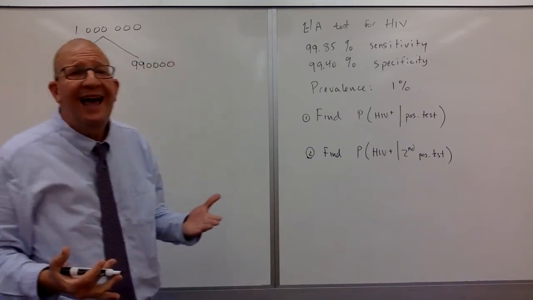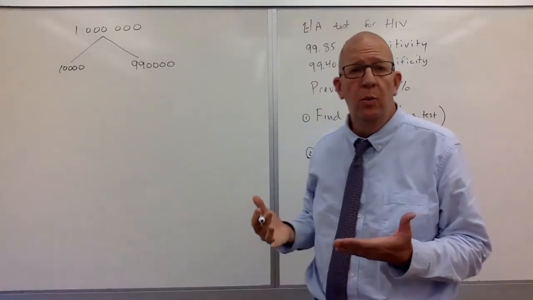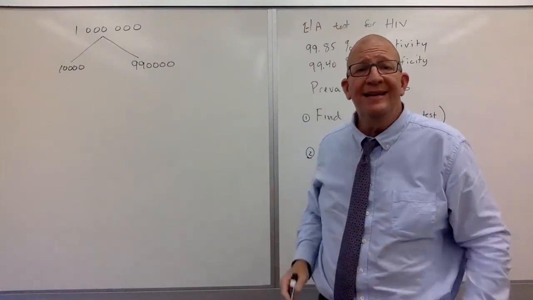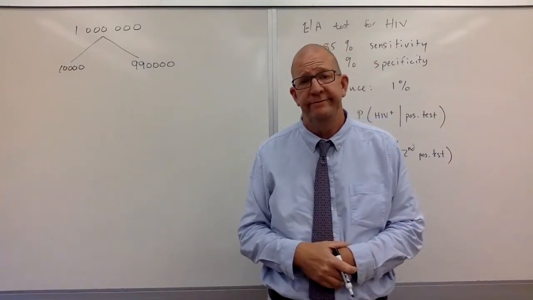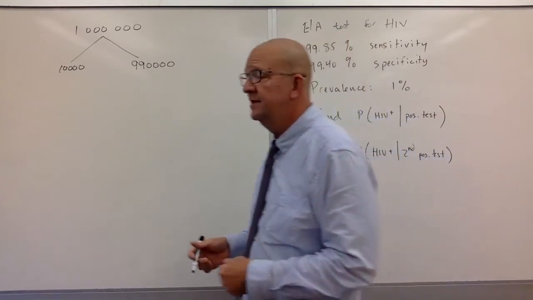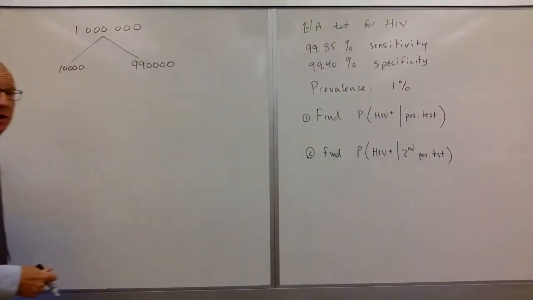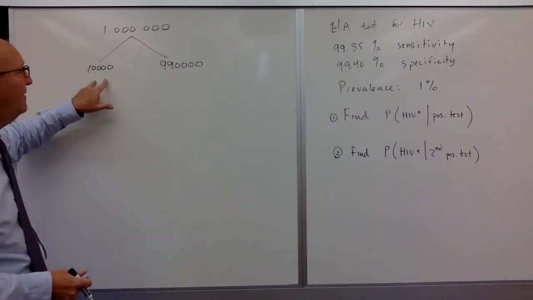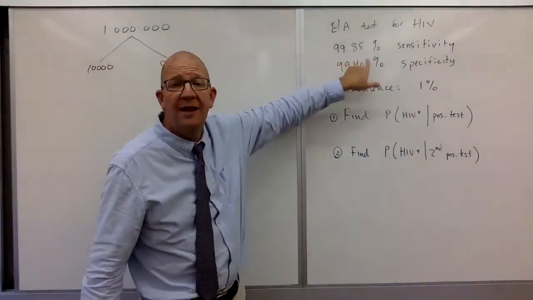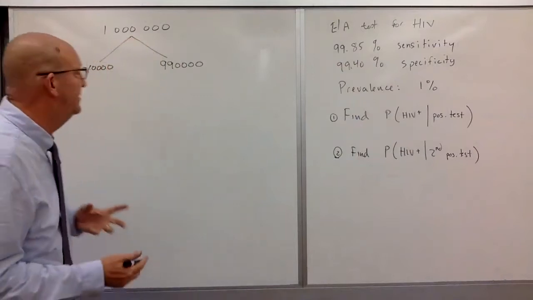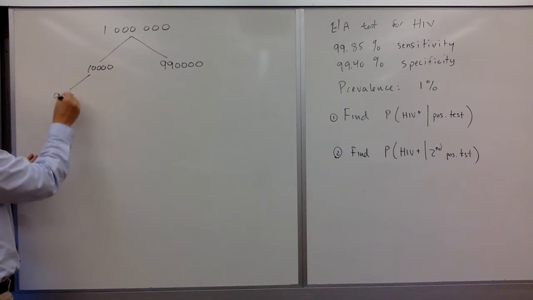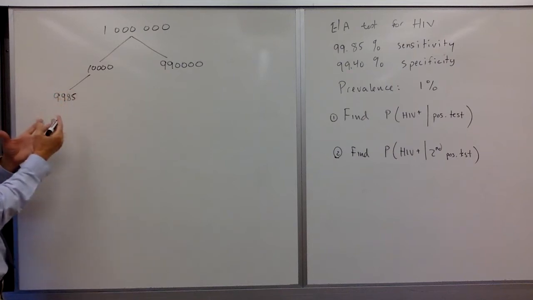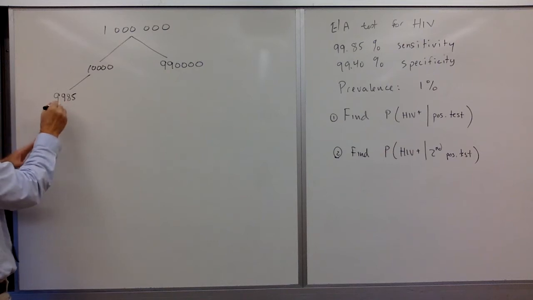And the question is, how do we figure out which ones are positive? Because the test is not 100% accurate. So let's run the test. So the first round of testing. So here we go. Of the 10,000 that have the disease, the test is 99.85% accurate. That's what sensitivity is. So we know 9,985 will test positive, okay? This is what we're going to call a true positive.